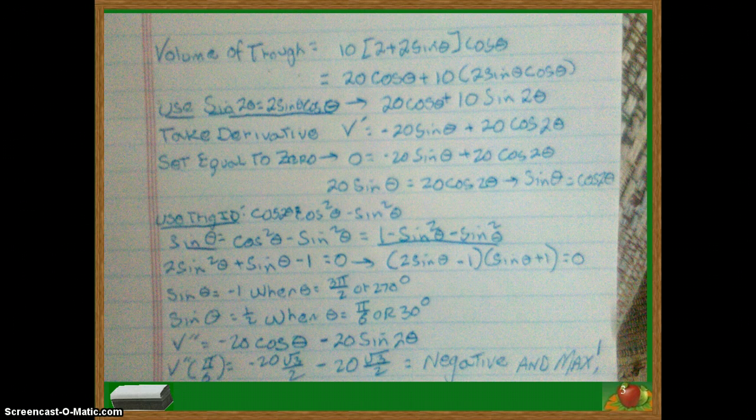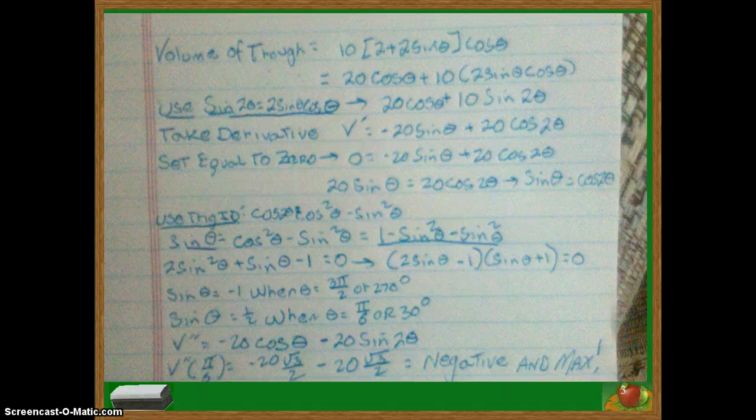So now I combine like terms and do a little rearranging. I'm going to set this equal to 0, because keep in mind, we're still trying to find critical numbers. And what I get is 2 sine squared of theta plus sine of theta minus 1 has to equal 0. Now that's a quadratic, and it can be factored. I factor it to (2 sine theta minus 1)(sine of theta plus 1).